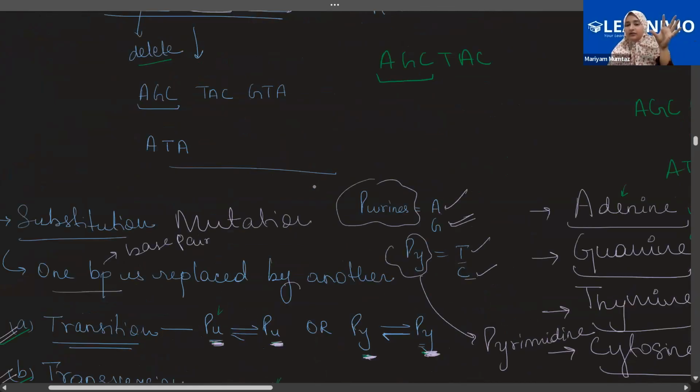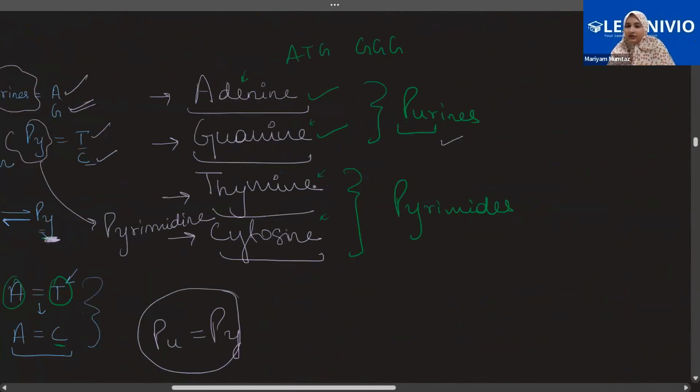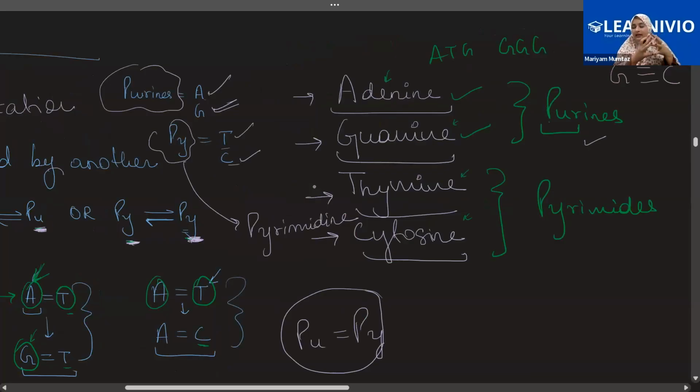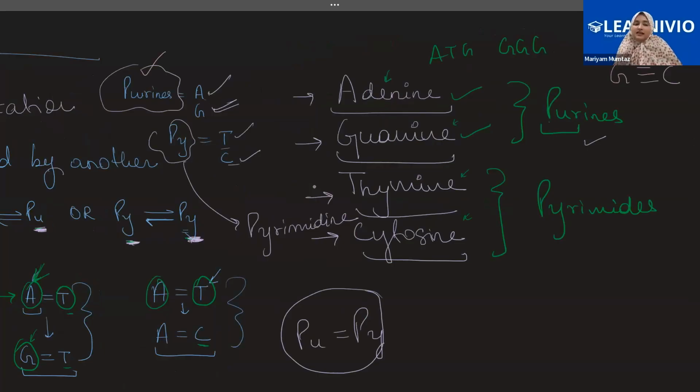Now, do you know about all of these nitrogenous bases? Adenine, guanine. So these are the nitrogenous bases, right? And always remember that adenine pairs up with thymine, and guanine pairs up with cytosine. This is the pairing. Adenine and guanine come under a class of nitrogenous bases which we call purines, whereas thymine and cytosine come under the class which we call pyrimidines. So purines and pyrimidines are there.